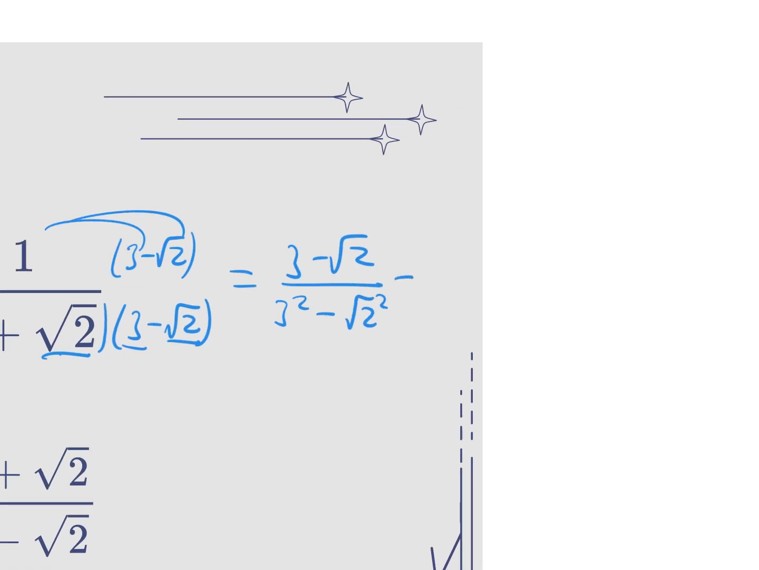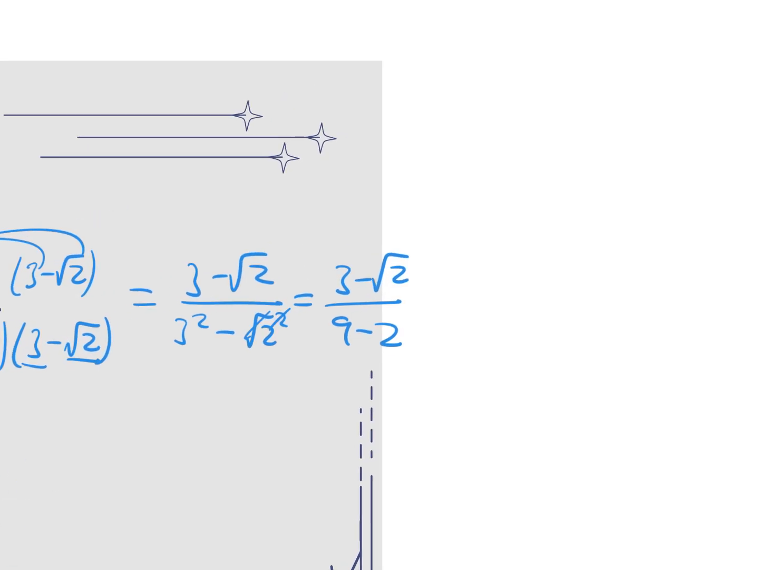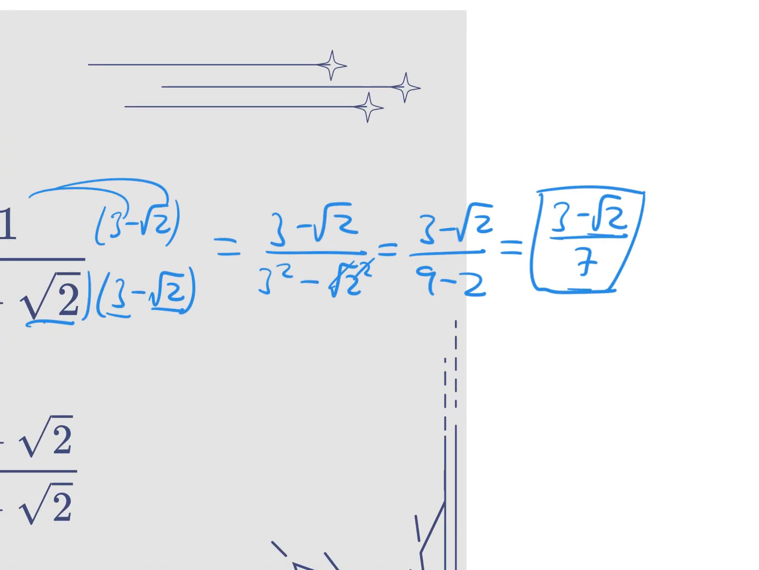All right, and then this is going to get you 3 minus the square root of 2 over 9 minus 2. Right, square root of a squared cancels out. And then 9 minus 2 is just 7, so I get 3 minus the square root of 2 over 7. 7 doesn't go into 3 or whatever coefficients in front of this one, so we can just leave it alone. All right, and that's all we have to do for that one, right?